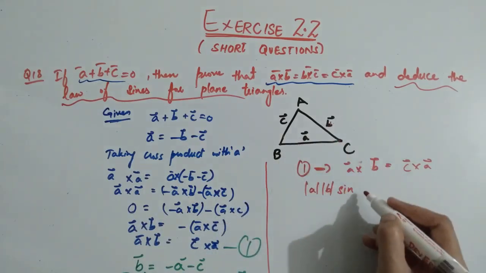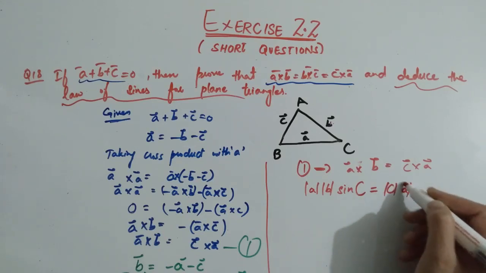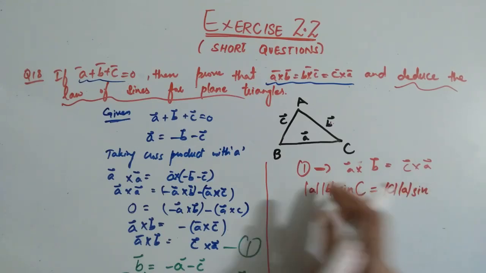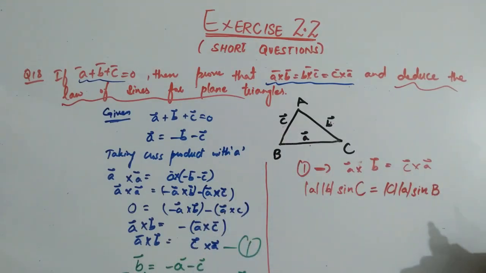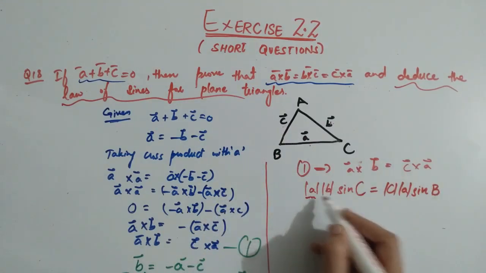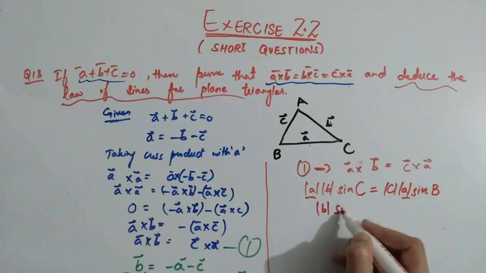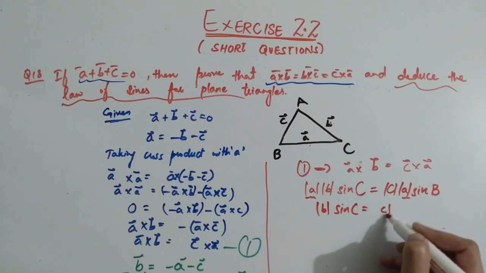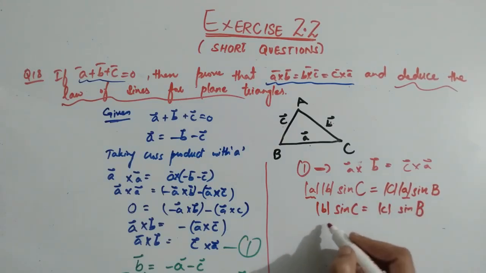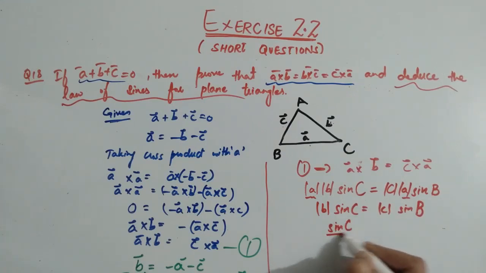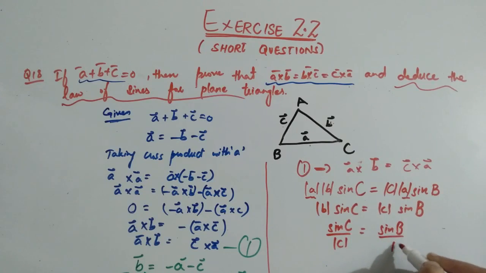So you can write sine C equals C magnitude, A magnitude, sine. What is the angle between A and C? This is B. You can write B. Okay, now A and A will be cancelled out on both sides. This can be written as B sine C equals C sine B, or this also implies that sine C over C magnitude equals sine B over B magnitude.